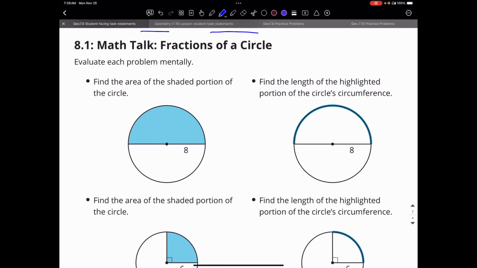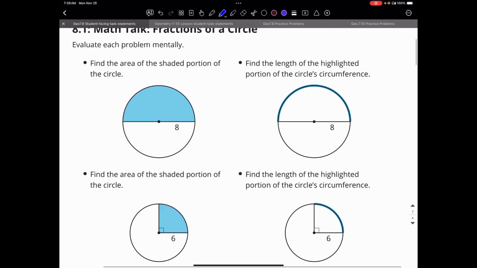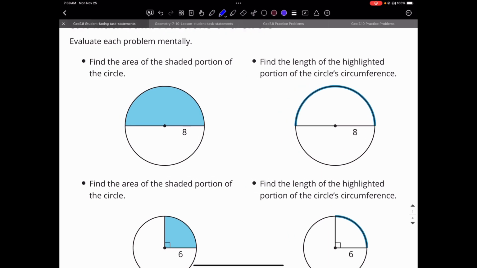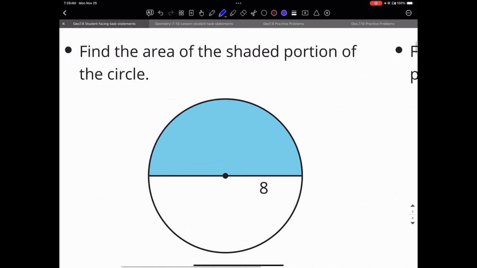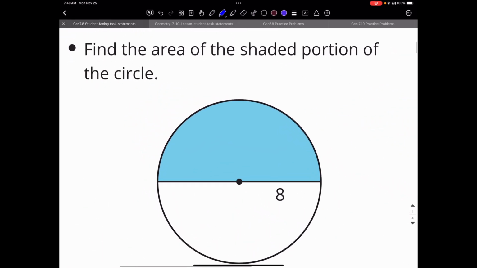All right, so math talk, fractions of a circle. Evaluate each problem mentally. Well, I don't like having students evaluate something mentally because I can't see what they're doing. So instead, we're going to work these together. All right, so the first one, find the area of the shaded portion of the circle. Let me zoom in on this first one.